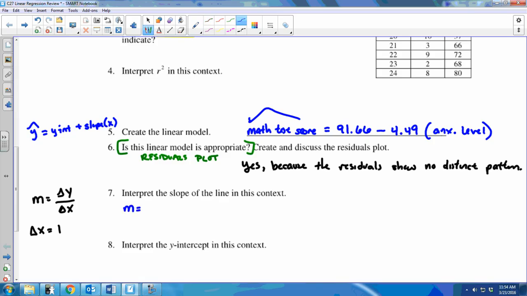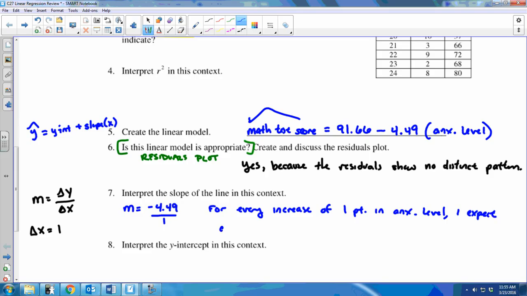So I know the slope of this line is negative 4.49. If I make that into a fraction, it's negative 4.49 over 1, right? So that's a change of 1. So just write that out in sentence form. So for every increase of 1 point in anxiety level, because that was our x variable, right? So if your anxiety level increases by a point, I expect a decrease of 4.49 points on the math test. Does that make sense? It's just slope. It's not really a sentence to memorize as long as you know it's slope. Every change in 1x, this is how y changes.